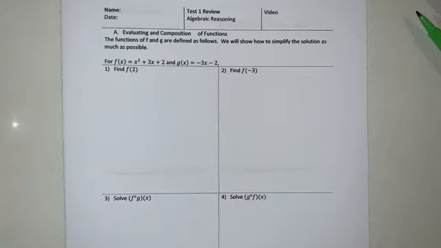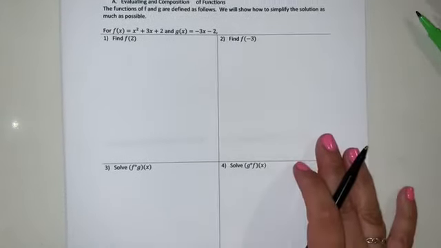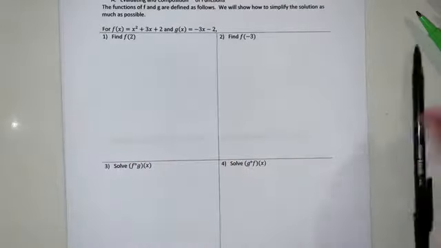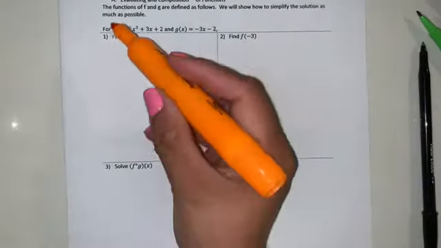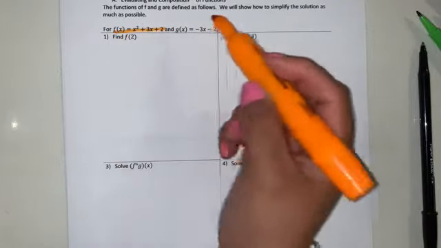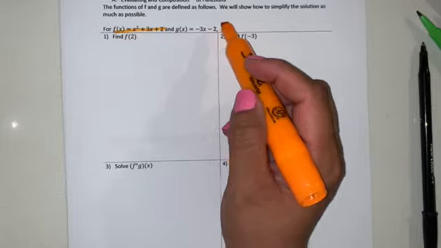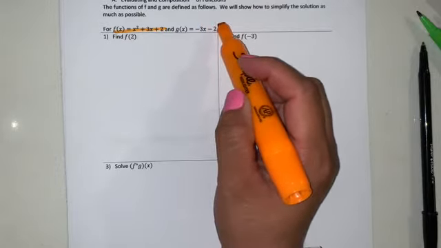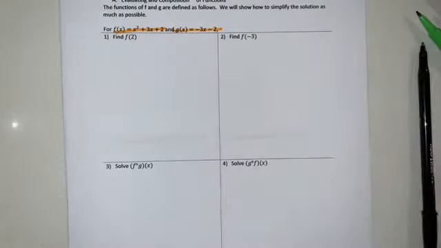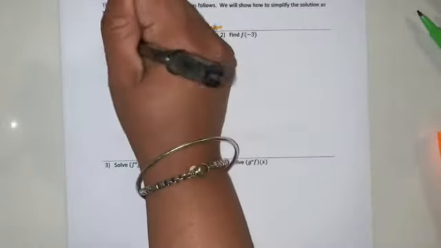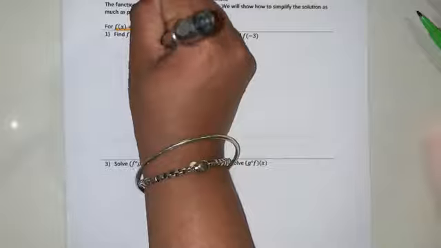Good morning. We're going to go ahead and do the review for test 1 for algebraic reasoning. The first part is evaluation and composition. These are my functions. F of x equals x squared plus 3x plus 2. G of x equals negative 3x minus 2. The first one says find f of 2. So you're saying that x is equal to 2.